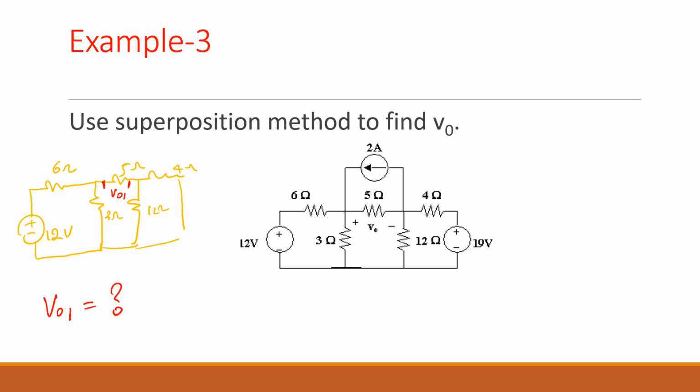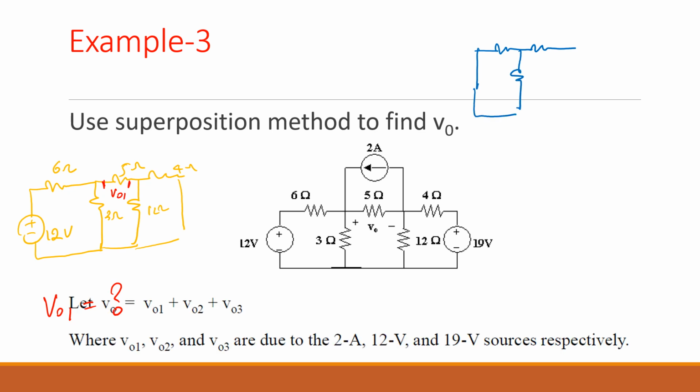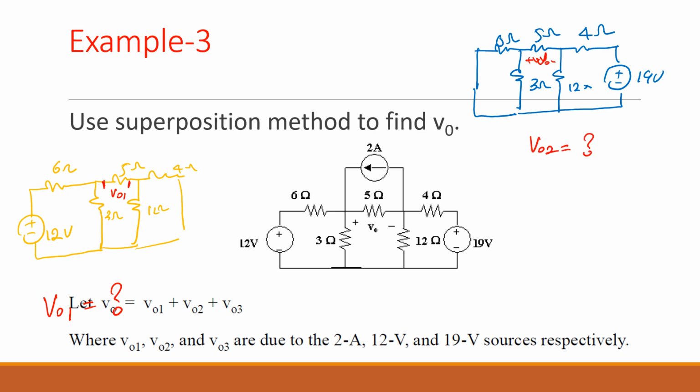And if you consider 19 only, what will be the circuit? So you have 6, and you have 5, you have 3, 4, and we have the 19. So your circuit will be like this. So you have 19 volts, and you have turned off all the other ones. And you have to find again the V naught 2 here. So find the V naught 2 when only considering the 19 volts. Again, you need to turn off all these two, and you have to consider only the current source. You have 2 amps. Is it clear now?